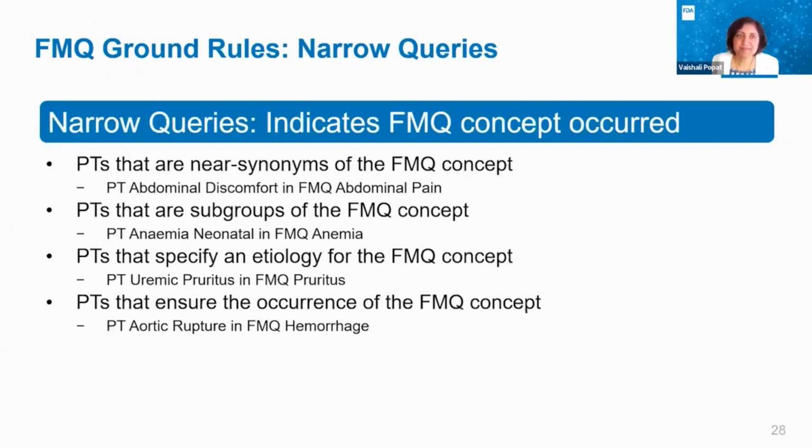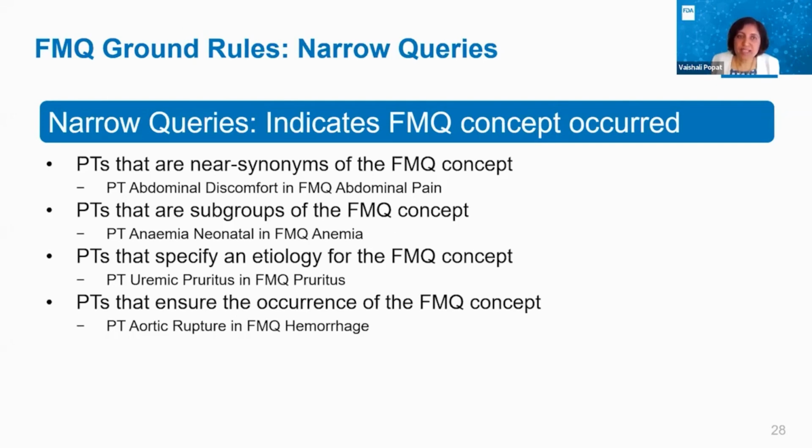Next slide, please. So now let's look at the ground rules. We needed to design ground rules because we are applying medical judgment to the preferred terms to group them under a medical concept. In order to do this consistently, there was a need for ground rules. So here are the ground rules for the narrow queries. The PTs that are near synonyms of the FMQ concept, for example, abdominal discomfort in FMQ abdominal pain, is considered a narrow PT.